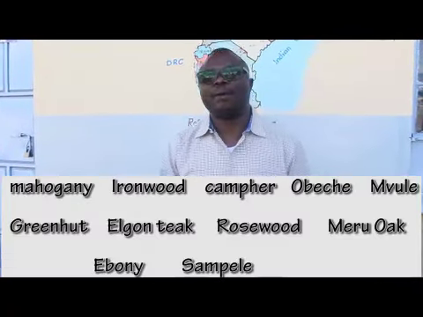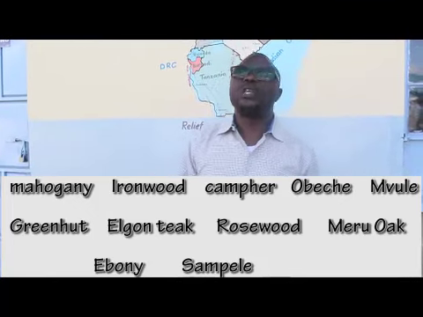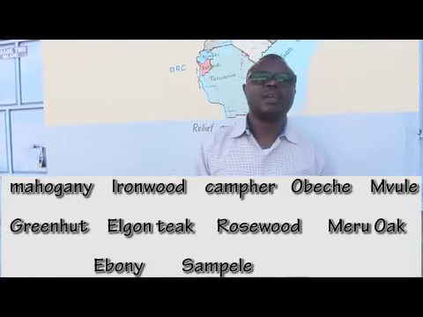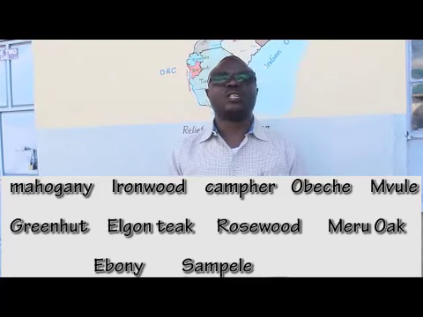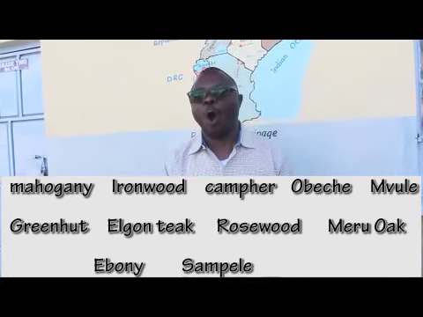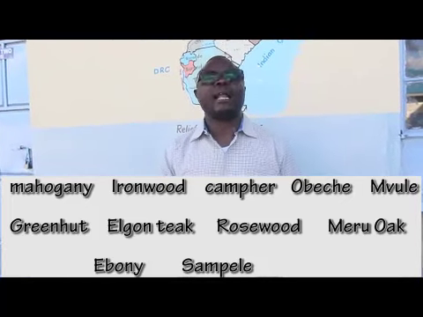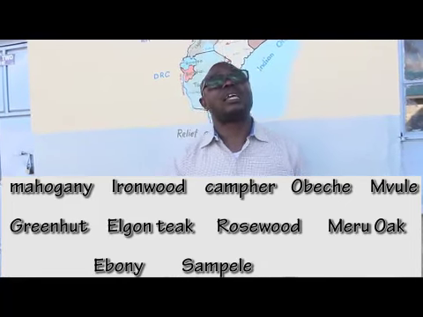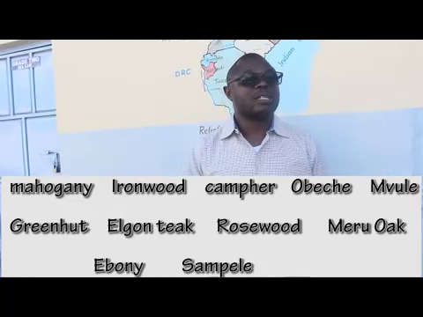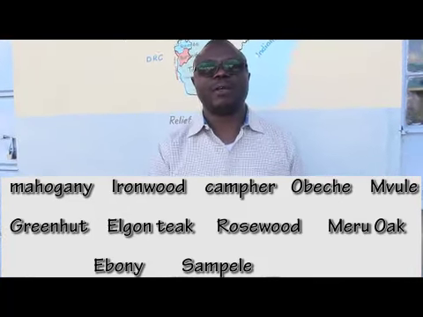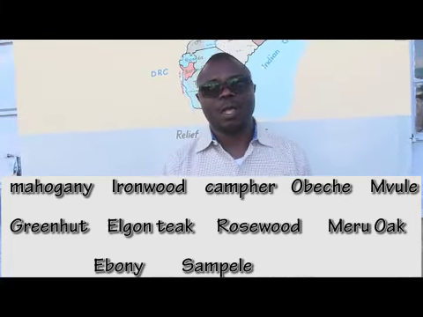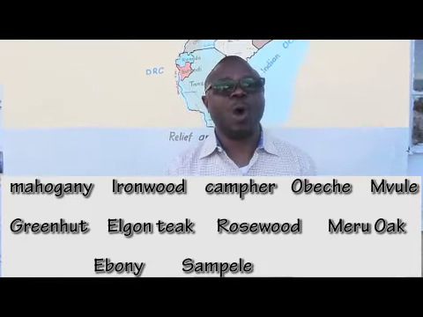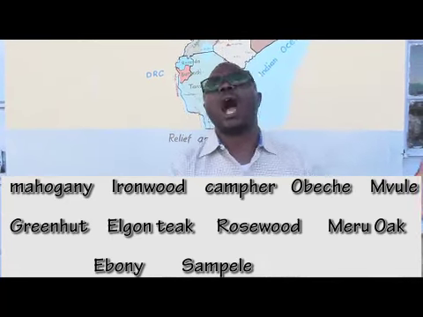Now, the forest is made up of mainly hardwood. These hardwoods are such as mahogany, ironwood, camphor, obeche, muvule, green heart, elgon teak, rosewood, meru oak, ebony, and sampele. So those are the hardwoods. And why do we call them hardwood? We call them hardwood because they take a long time to mature. It's not that when you touch them, you feel hardness. It is only that these trees take a longer time to mature, normally 50 to 100 years.